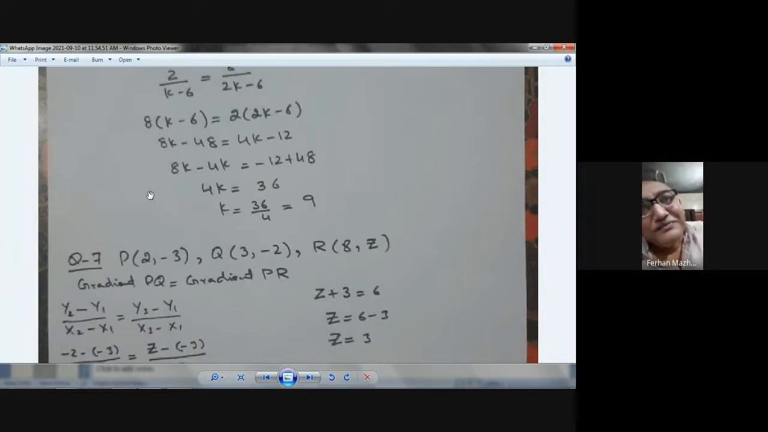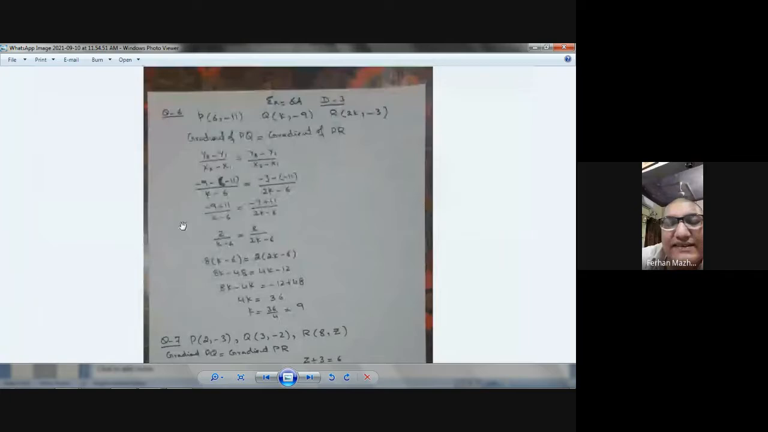And this 4 is multiplying with the k, take it to the other side, it will divide on the other side. So k will be equal to 36 divided by 4 and that will be equal to 9. Okay, so the k value is 9. So that was the question.